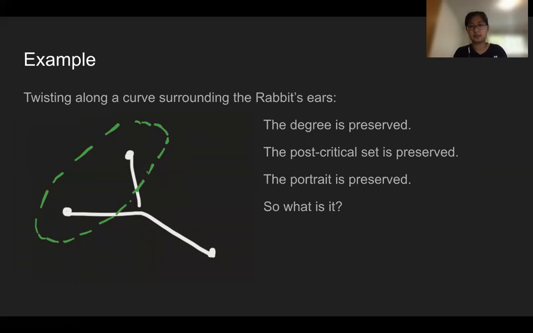So now the question comes, well, all these things are preserved, but is it still the rabbit polynomial? If not, what is it? Is it still a polynomial? It turns out that mathematicians have already answered this problem.